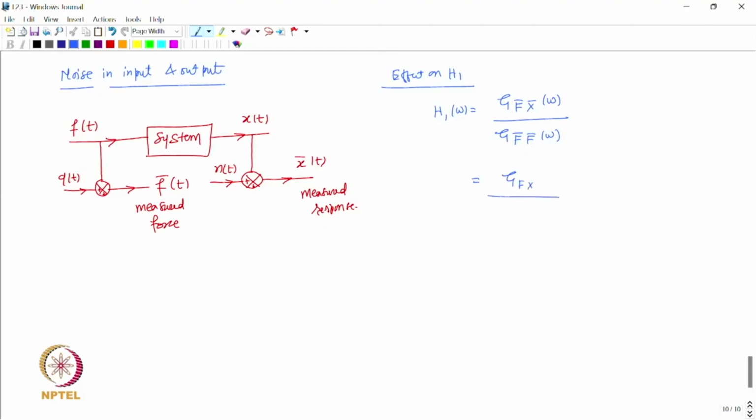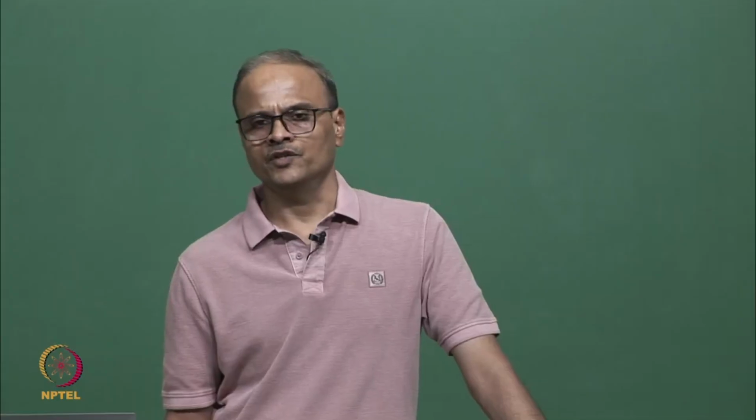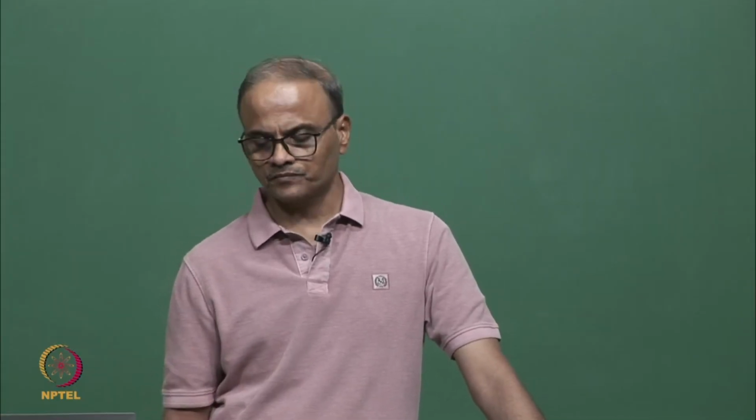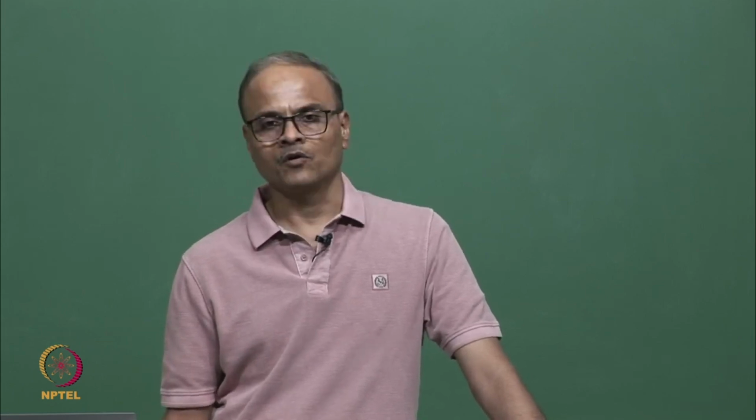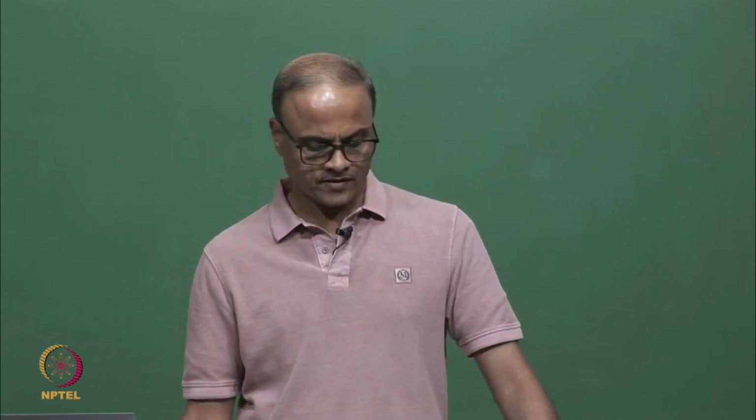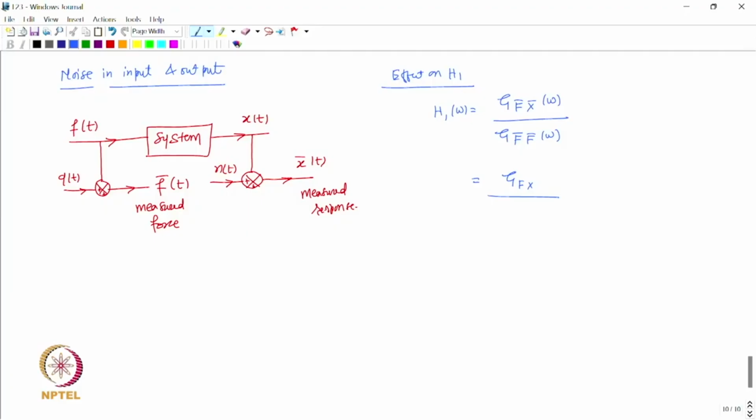Because the noise q and n in the input and output are not correlated with either f or x, and they are also not correlated with each other, and that is why when we take the averages, all the cross spectrums between q and n, q and f, q and x, n and f and n and x would be 0, and that is why we would have only the non-zero cross spectrum between the force and the response.